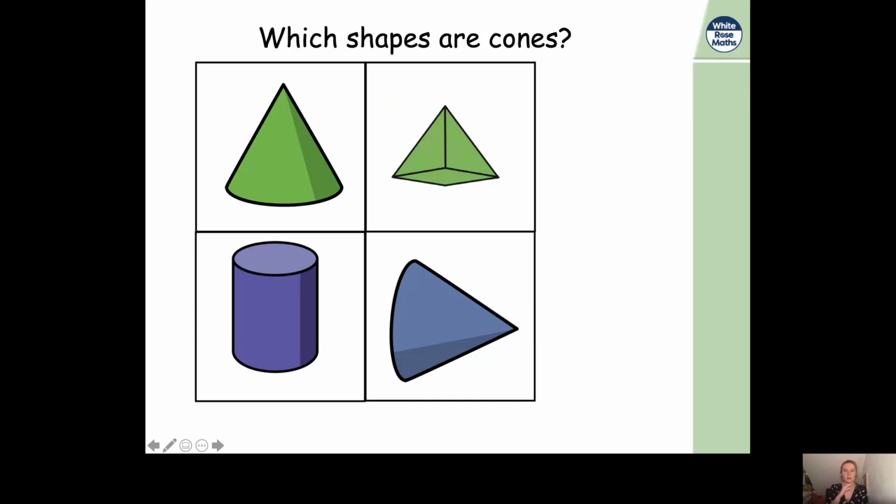So let's have a look at the first shape. Well, look, the first shape has a point at the top. It has a curved surface and look, it even has a flat face at the bottom, which is a circle. So therefore, that is a cone.